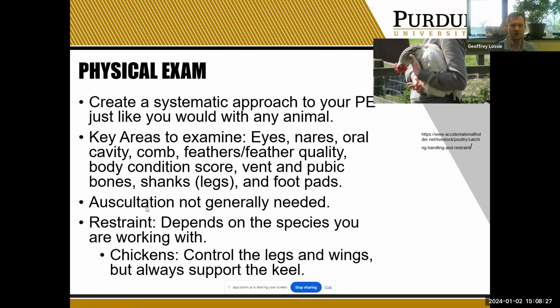Restraint depends entirely on the species that you are working with. The only thing I'll say regarding this quickly is that in order to handle birds safely, and when I say safely, especially with chickens, I'm referring mostly to not injuring the animal versus the animal injuring you. The most important thing is to control the legs and the wings and always support the keel, which is the breastbone as well. If you control the legs, by and large, you control that bird. So controlling the legs is the most important thing to really control on a bird during a physical exam.